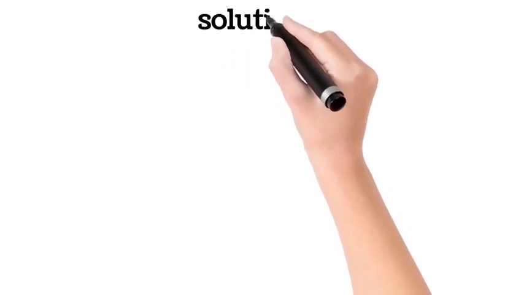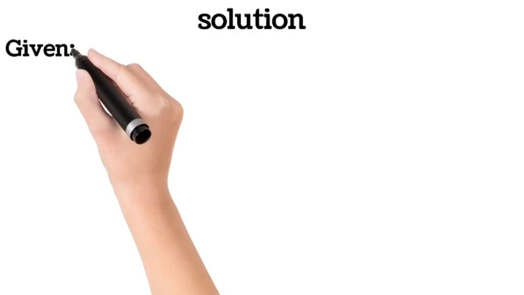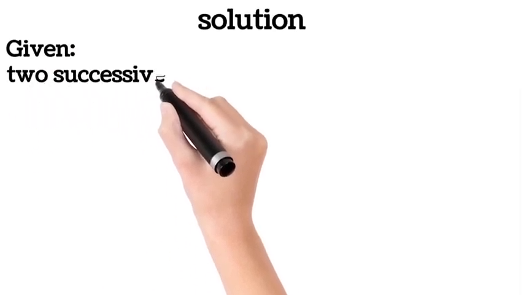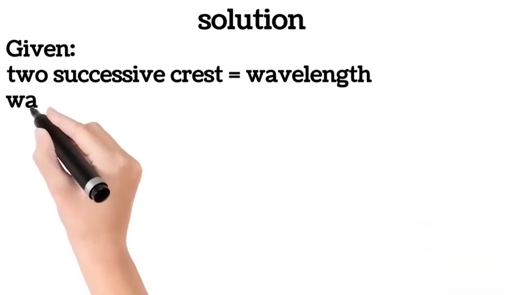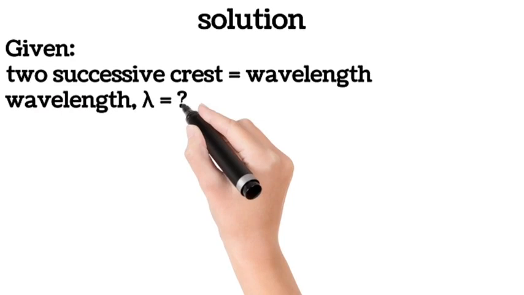First of all, before solving any question, the first thing to do is to write out your parameters. So given in our question, they said the distance between two successive crests. Now the distance between two successive crests is called wavelength. So given first we have distance between two successive crests, which is our wavelength. So our wavelength is lambda, and we are asked to find the wavelength.